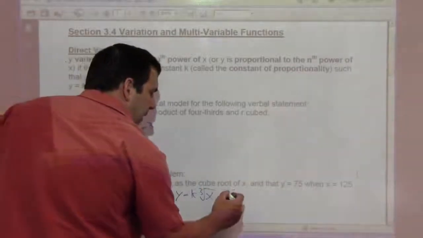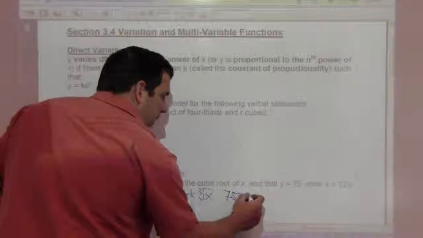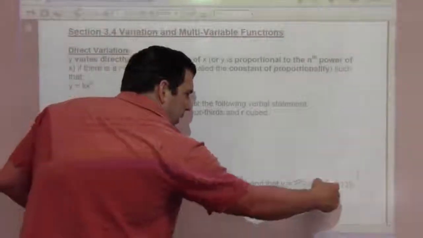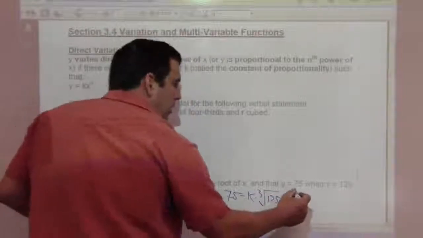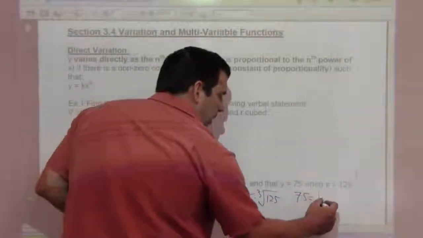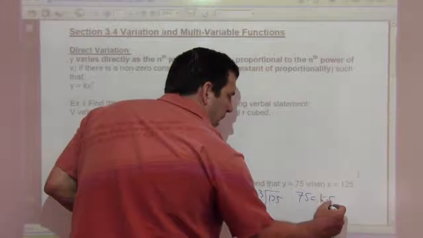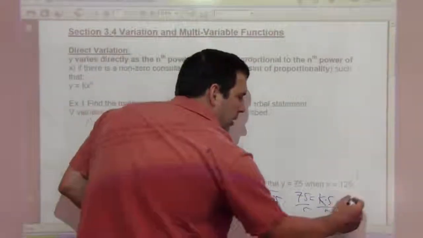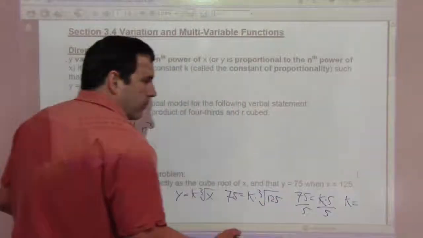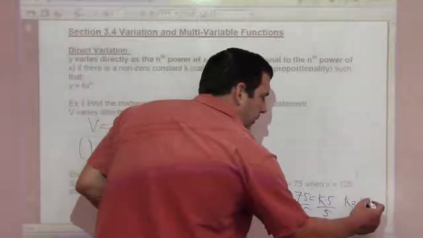Y is 75 when x is 125, so 75 equals k times the cube root of 125. So 75 equals k times 5, and that allows us to solve for k. We divide by the 5. So k would be, anyone? Is that 15?